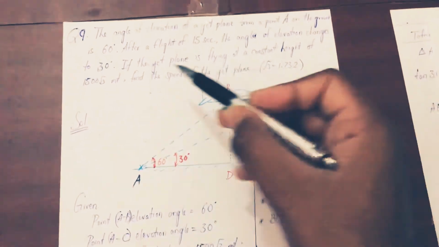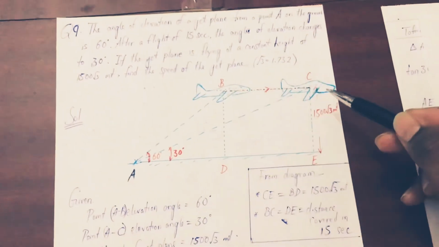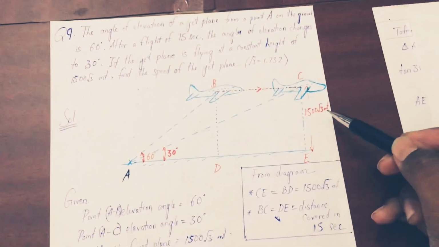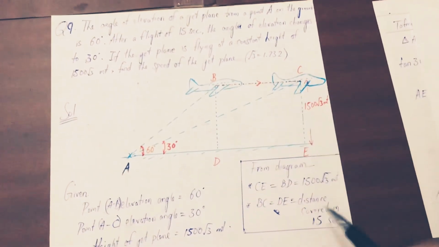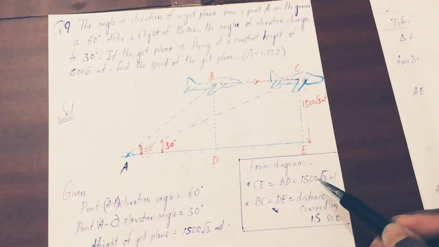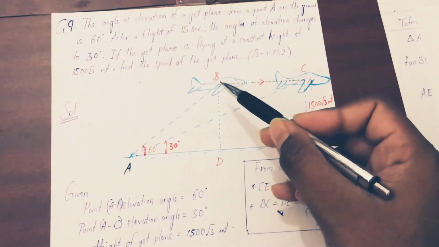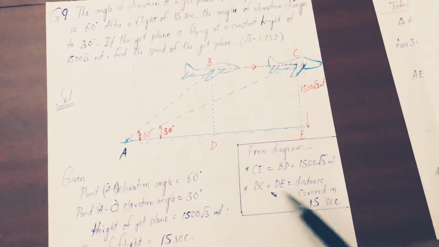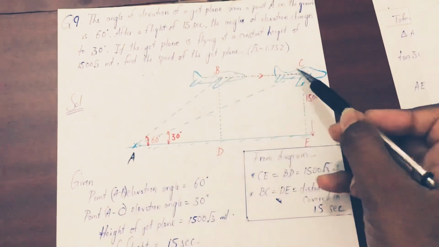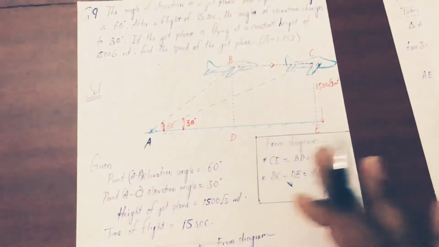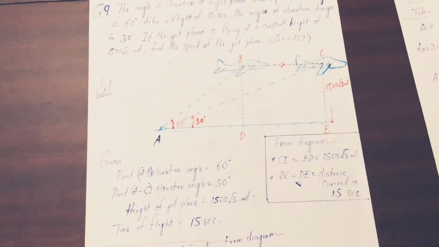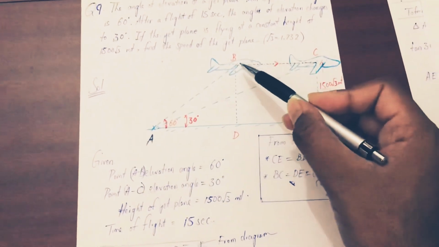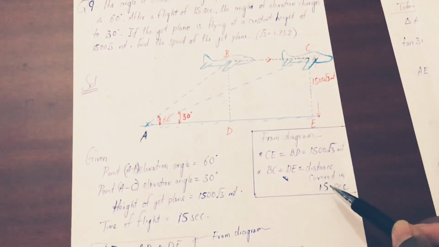Now we know that the height of this jet plane is constant. So that is 1500 root 3 meters. So that means CE is also 1500 root 3 and BD is also the same value. That's why CE is equal to BD is equal to 1500 root 3 meters. Now from this diagram we can say that BC must be equal to DE. So this is the distance covered in 15 seconds. So now we have finished 50% of this question. Now the only thing we need to find is the speed of this plane, because it has covered this much distance within 15 seconds.